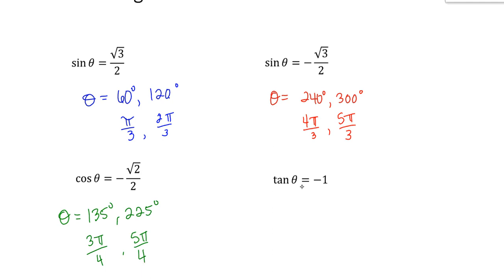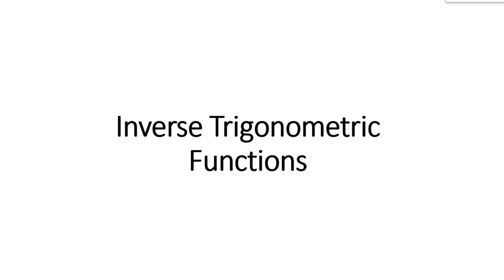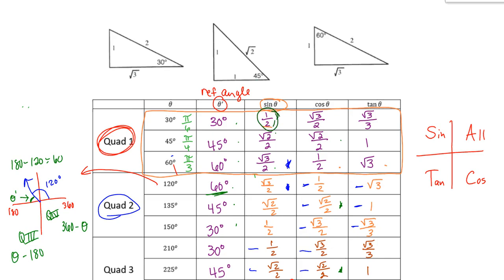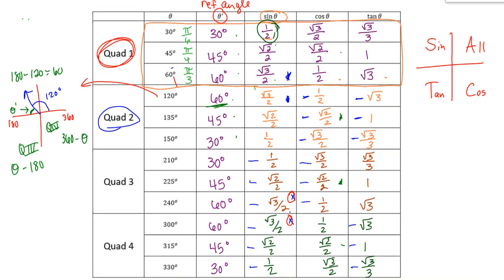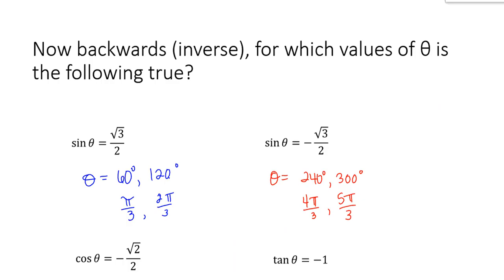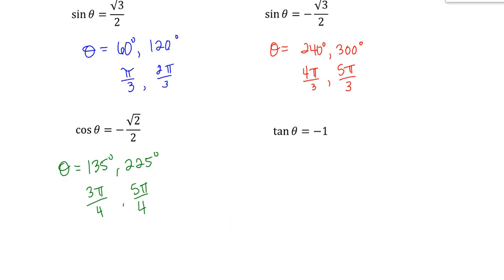Okay, this last one says tangent of theta equals negative 1. Looking back at our table, and you might already know these, tangent equals negative 1. It looks like that happens here and here. So 135 and 315.